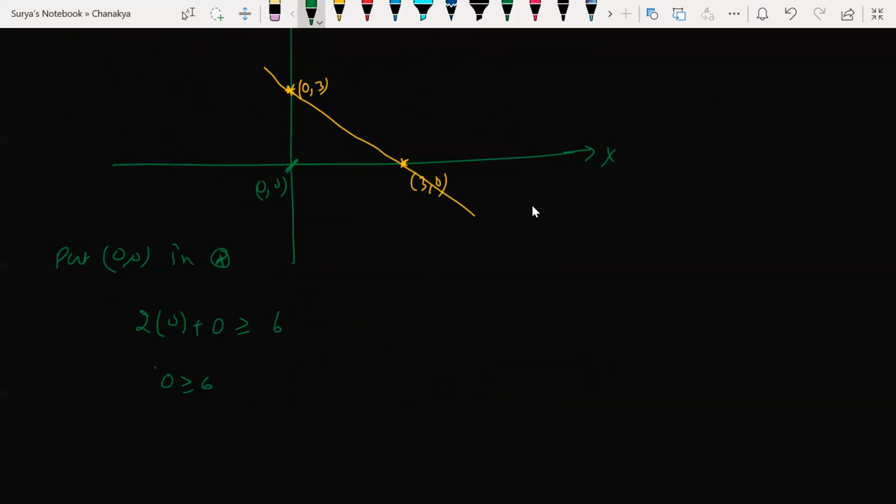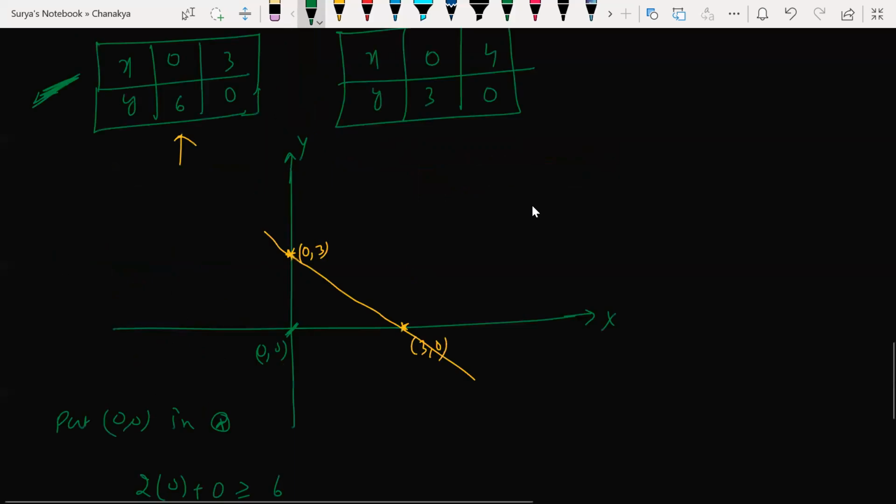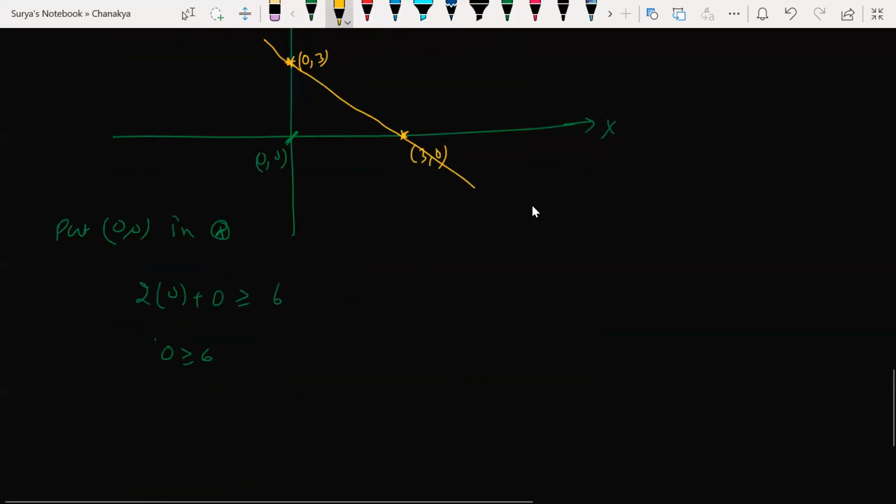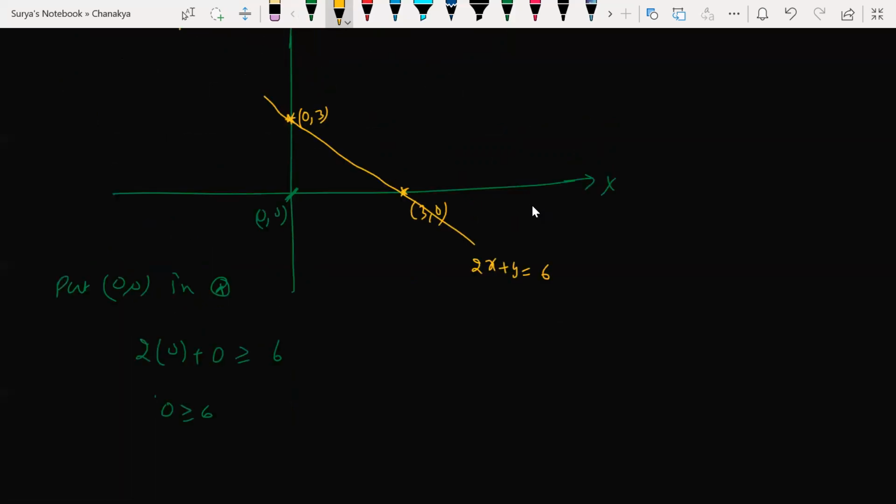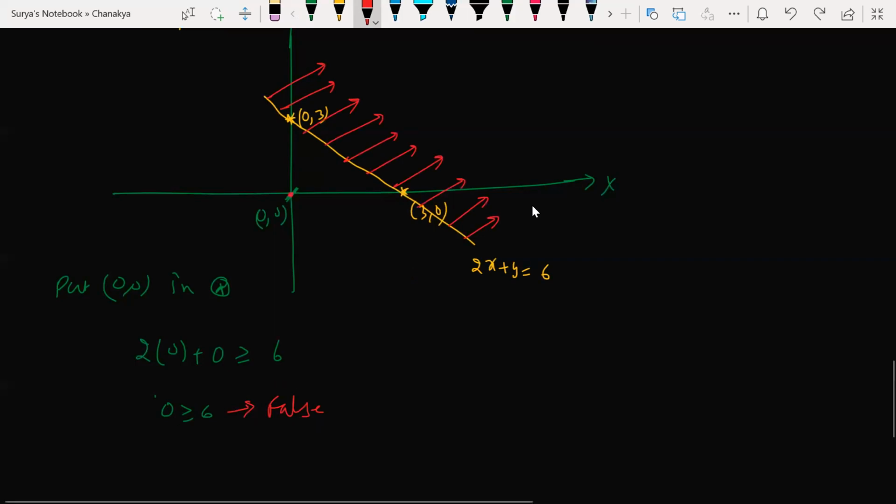So 0 greater than or equal to 6. Is it a true statement or a false statement? Tell me. This is 2x plus y is equal to 6, right? I took 0, 0 and substituted it in the star equation. This is a false statement. So when you get a false statement, beta, 0, 0 is lying below, right? You will get the opposite side now. This side your solution set is going to be. Why? Because my statement is false. If I had got true here, I would have shaded below the line. Okay, understood my point? Yes.